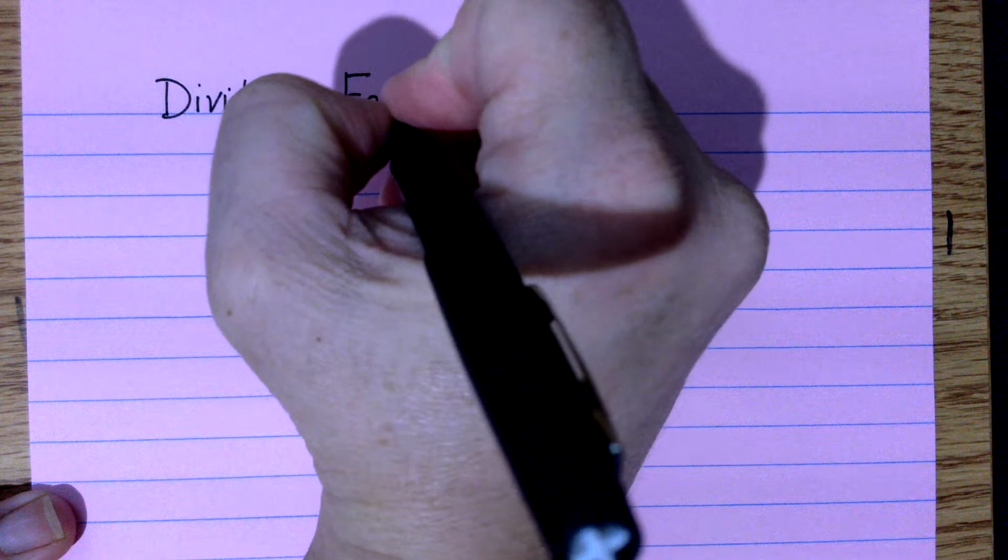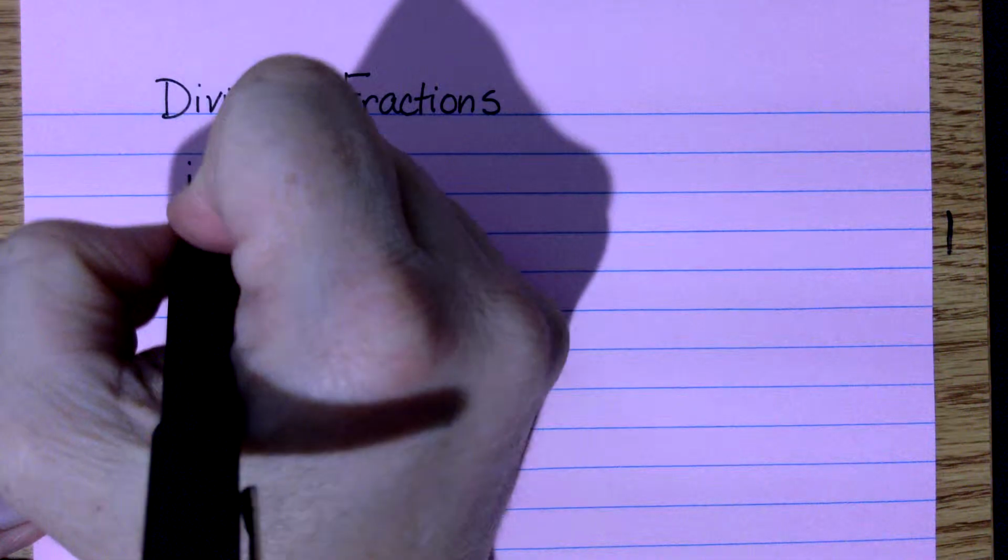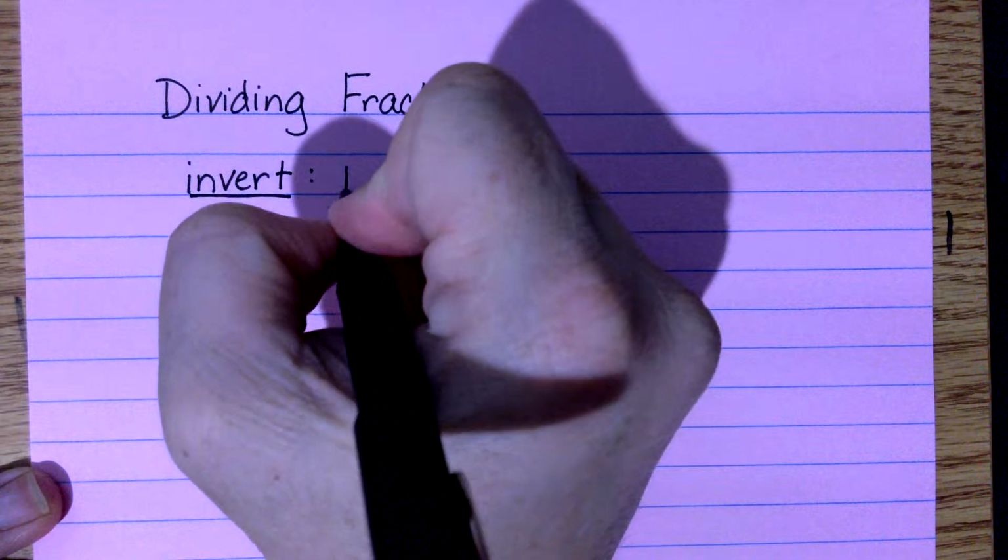Right, we are going to work on dividing fractions. We can do dividing fractions in a couple different ways, but you have to know some important vocabulary words. One of the most important vocabulary words in dividing fractions is invert. Invert means to turn something upside down.